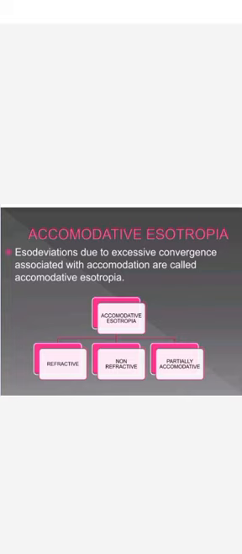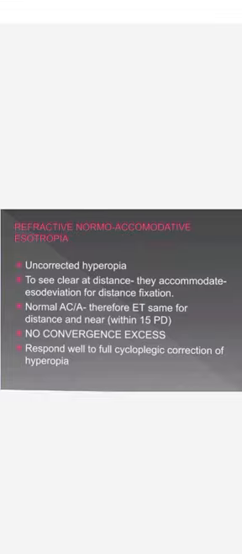First one is comitant esotropia. Accommodative esotropia is deviation due to excessive convergence associated with accommodation. Accommodative esotropia is divided into three types: refractive, non-refractive, and paralytic accommodative. Clinical presentation: the most consistent feature is a variable angle of deviation which increases with the effort of accommodation. First one, refractive, normal accommodative esotropia, with uncorrected hypermetropia. To see clearly at distance, they accommodate, causing deviation for distance fixation.